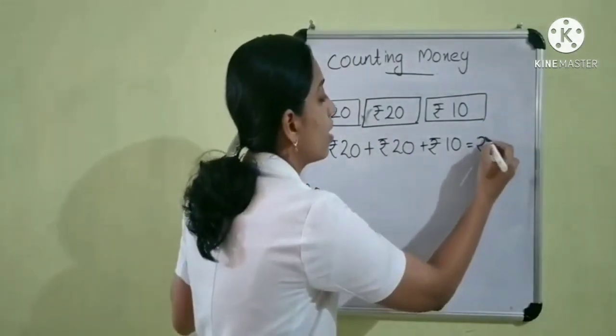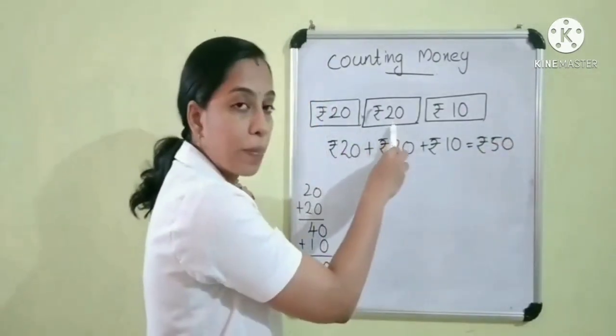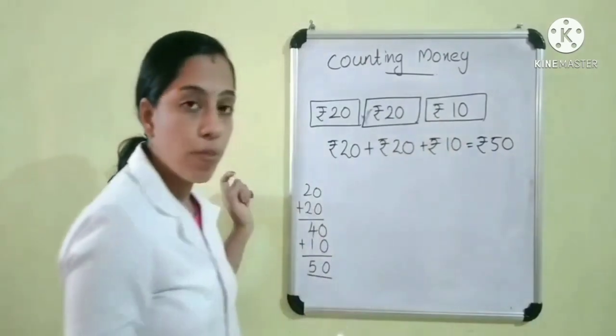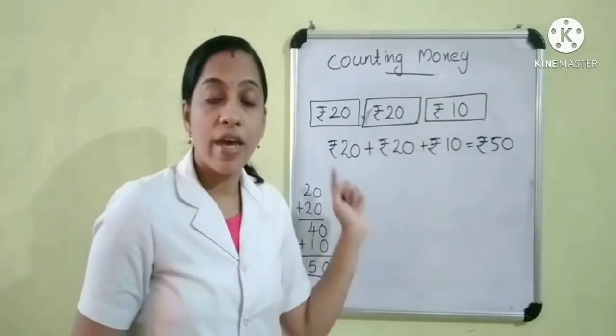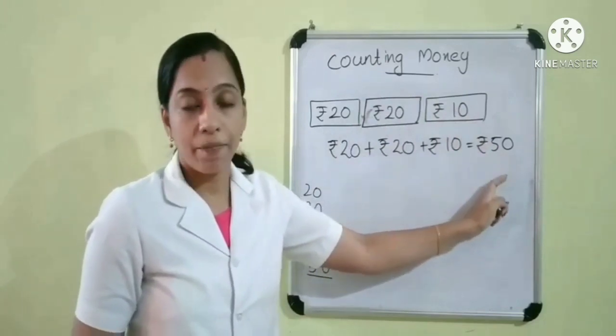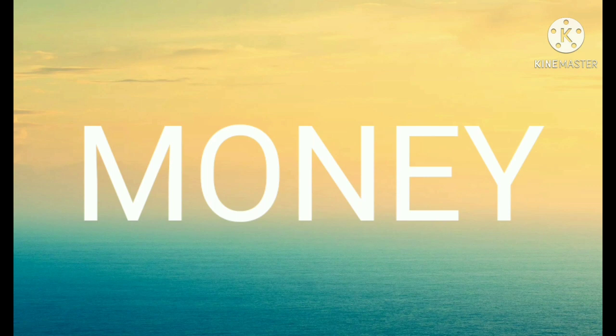So let us write here 50 rupees. That is two 20 rupee notes and one 10 rupee note make 50 rupees. In this way, we can add the money. Is it clear, children? Yes. I hope you have understood today's class. Today we have revised the lesson money.